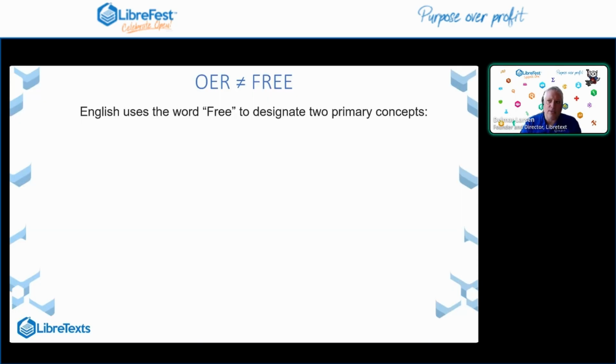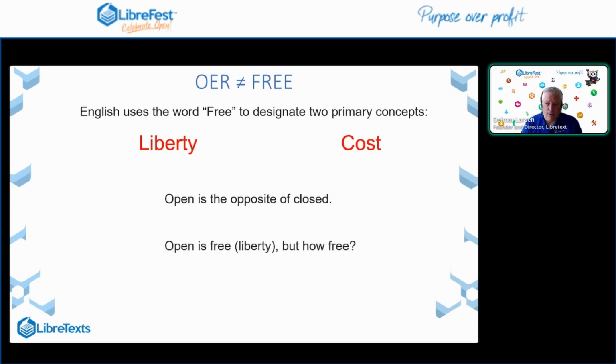I'll reiterate this. OER does not equal free, at least the current definition in the United States. Free can be used to designate two things in the English language: liberty and cost. Like I said, you go into other languages, they have very clear distinctions between these two. Open is the opposite of closed, which is the general argument of where liberty is. So, free in the terms of liberty gives you permissions to do things, not necessarily having it free.